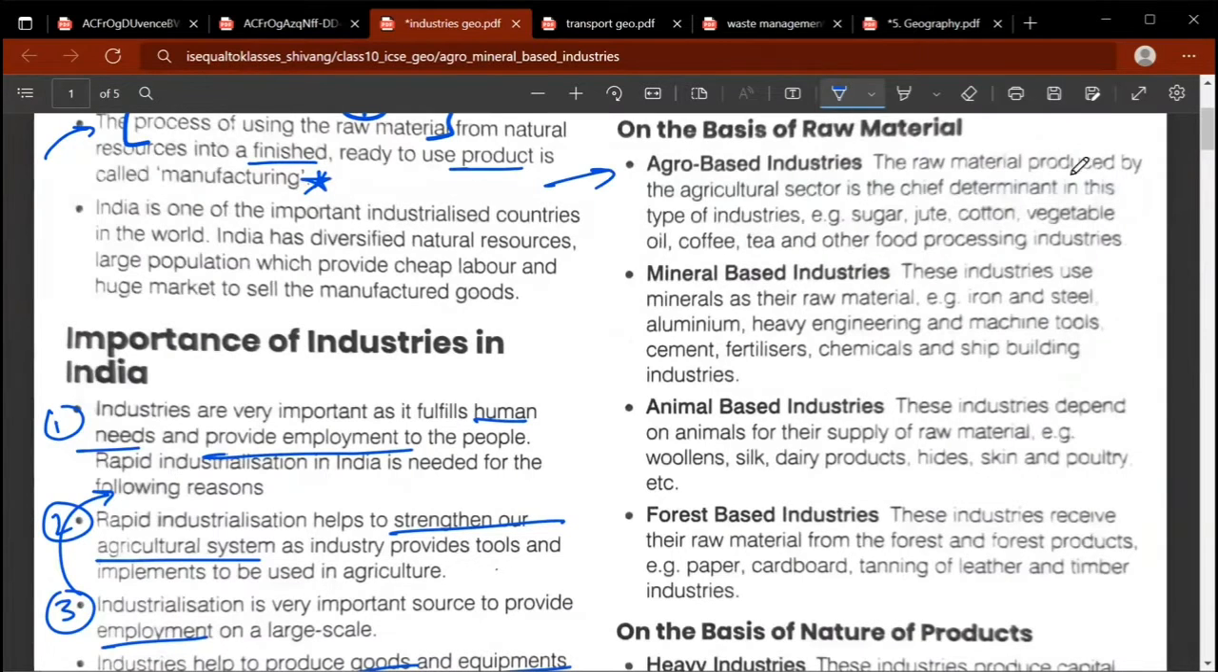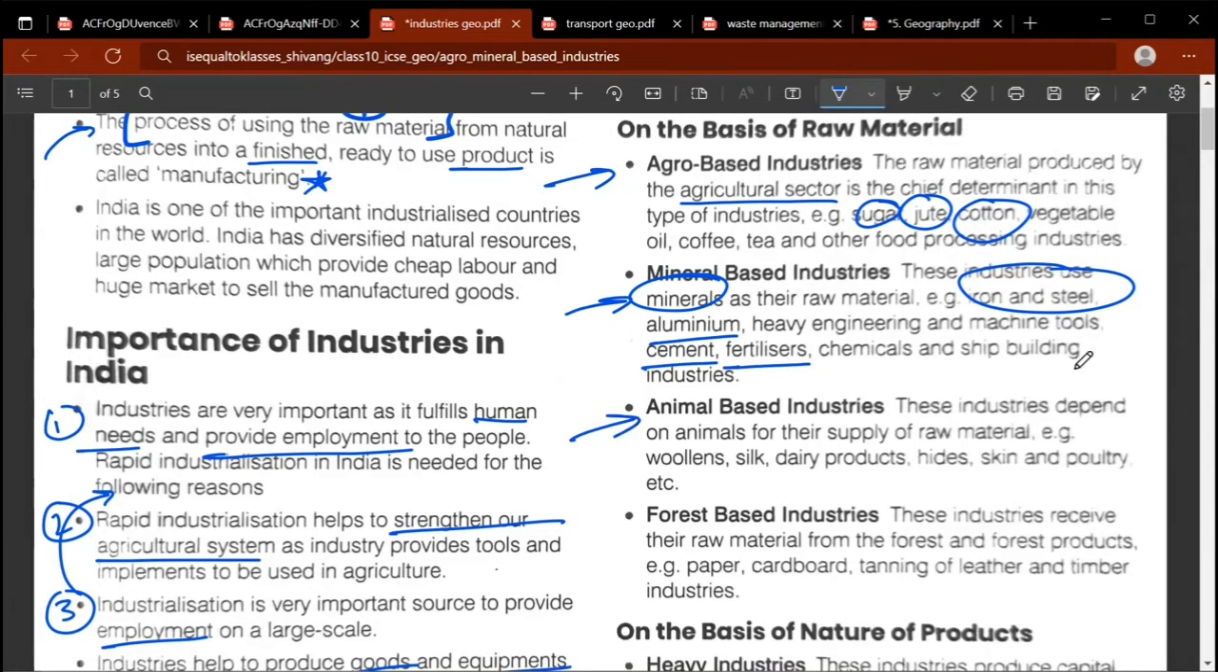Agro-based industries, the raw material is produced by agricultural sectors, the chief determinant in this type of industries. Examples: sugar, jute, cotton, etc. And we have mineral industries. These industries use minerals or natural resources of the country or the region as their raw material. Example, iron and steel, aluminium, heavy engineering and machine tools, cement, fertilizers, etc.